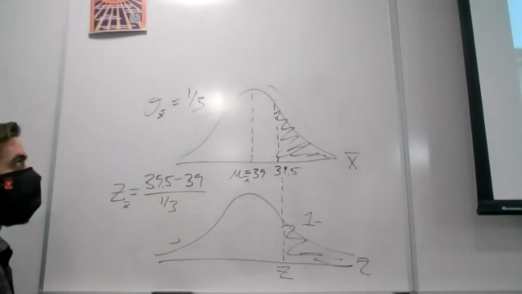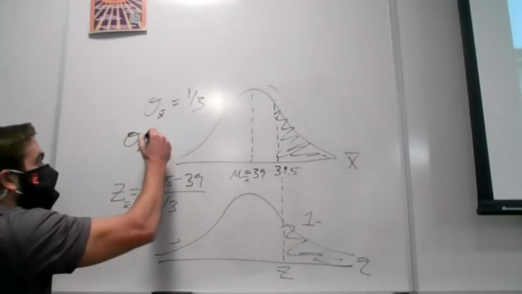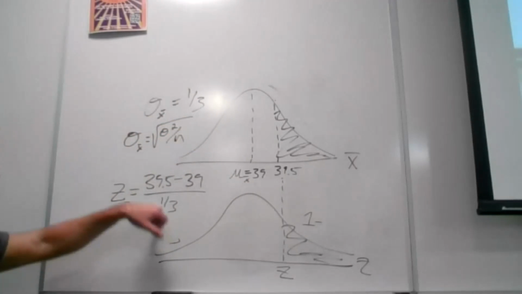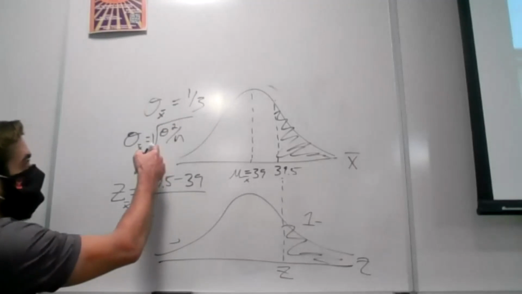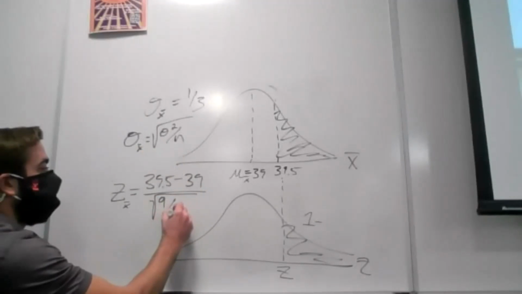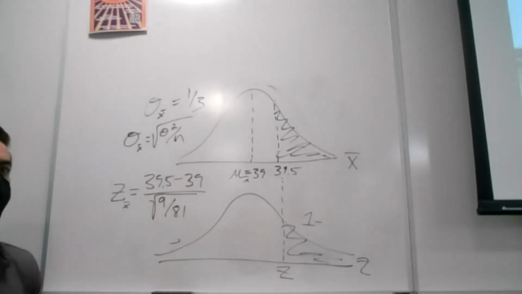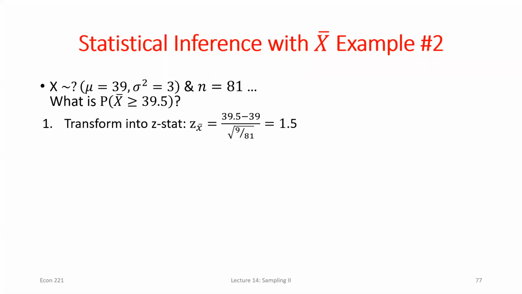Now, instead of doing this, what I actually had in the equation was the square root of the population variance over the sample size. So instead of first finding the standard deviation and plugging that into the denominator, I could have just written this equation, where the population variance was 9 and my sample size was 81. Either way I do it, I get the same answer. And I think that should be 1.5 if I put that into my calculator. So I get this z-score of 1.5.